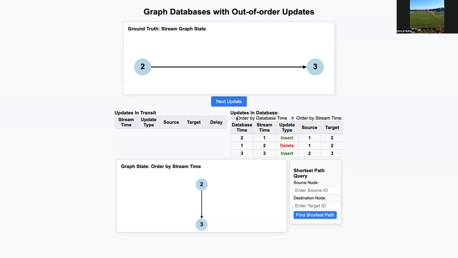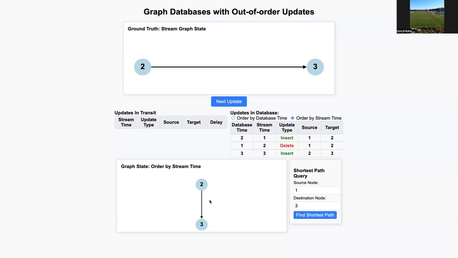Now, if we query for a path between node 1 and node 3, a traditional graph database ordered by database time incorrectly shows that a path exists. In contrast, HAL ordered by stream time correctly indicates, just like the ground truth graph, that no path exists. This is because the insertion of the edge from vertex 1 to 2 was out of order. Traditional graph databases may produce incorrect results when updates arrive out of order. Our system HAL correctly tracks and processes updates in stream order, ensuring that query results reflect the true state of the graph.